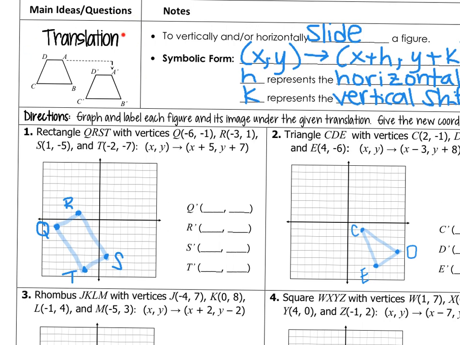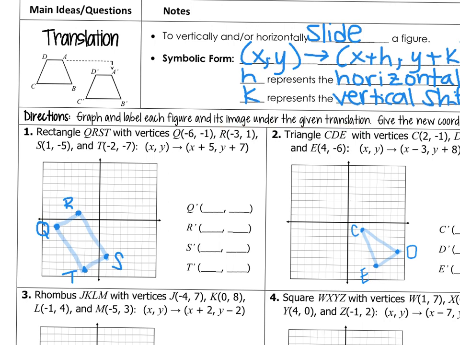Remember, a translation is a slide of the object. So we're taking our original image and we're sliding it over horizontally and then vertically to get our new image. So we're going to look at a few examples. It says to graph and label each figure and its image under the given translation.